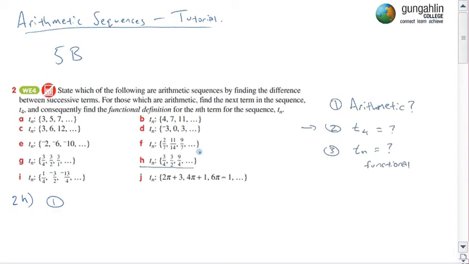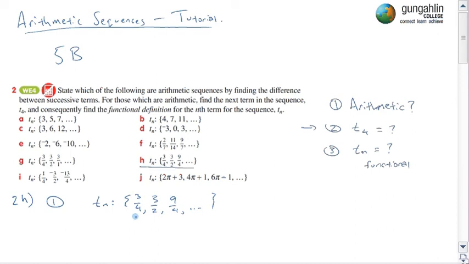Is it arithmetic? So it says find out whether or not it's arithmetic by finding the difference between successive terms. So I've got this sequence, tn. It starts with 3/4. The second term is 3/2. The third term is 9/4. And then it keeps going.